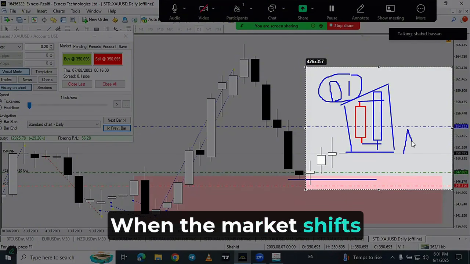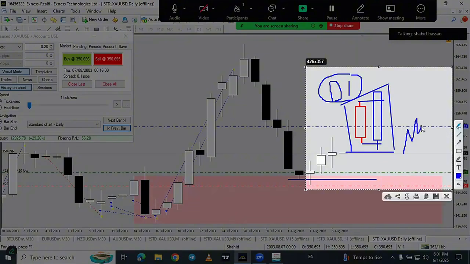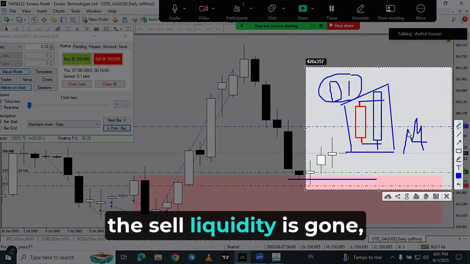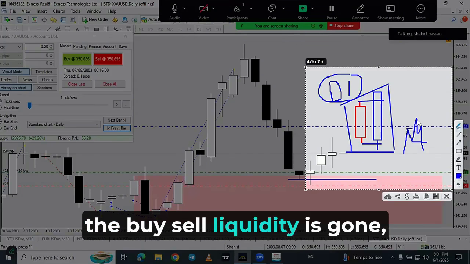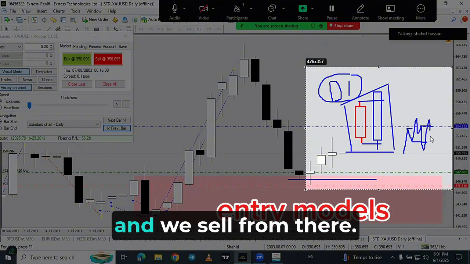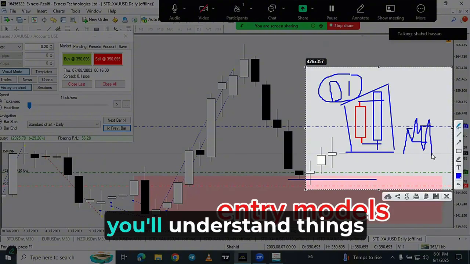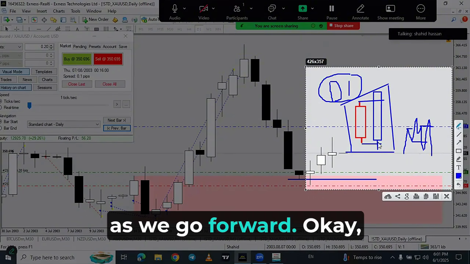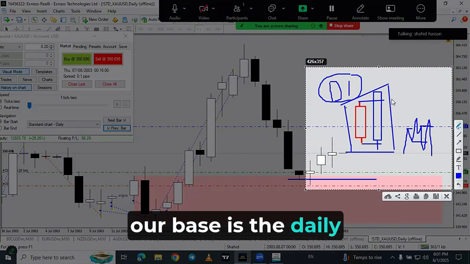When the market shifts its structure, meaning here, it shifts, the sell liquidity is gone, the buy side liquidity is gone. So here we have internal range liquidity lying above it and we sell from there. It's simple, you'll understand things as we go forward. Okay, our base is the daily engulfing.